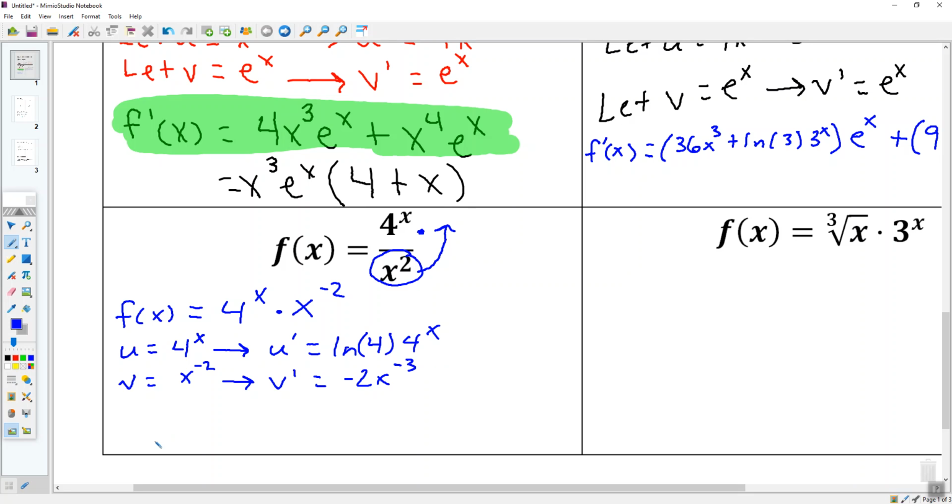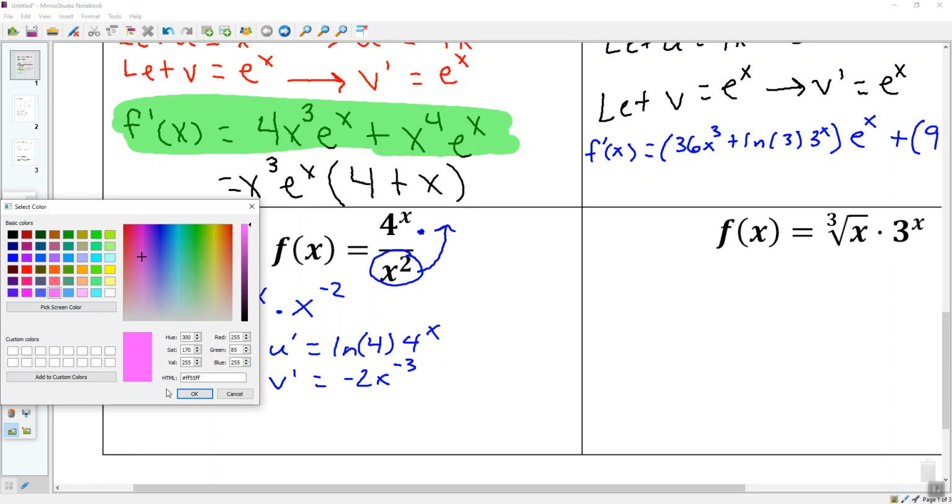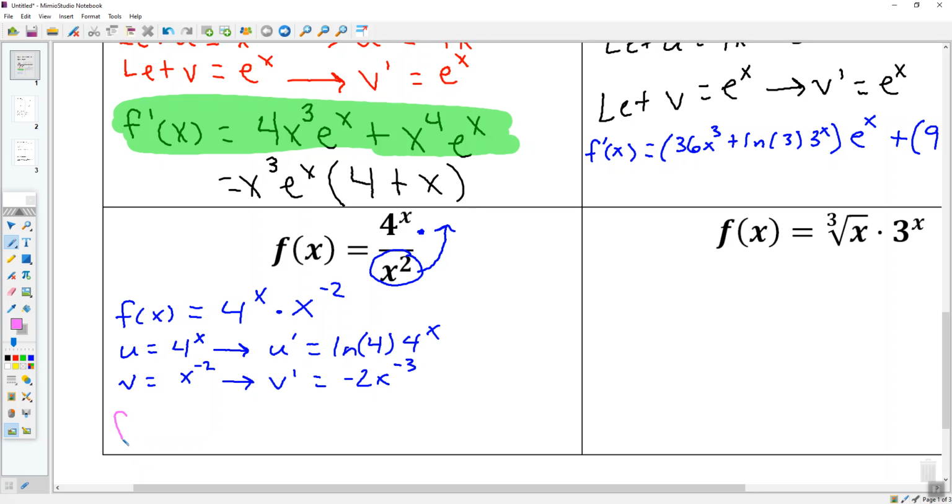U prime first. The natural log of 4 times 4 to the x. Okay, so let me catch up. F prime of x will become u prime, which you said was the natural log of 4. You probably want to put that in parentheses, times 4 to the x, right? Times v, which is x to the negative 2. Are you with me on that, guys? That's u prime times v, and then plus u v prime, which is 4 to the x times negative 2x to the negative 3.